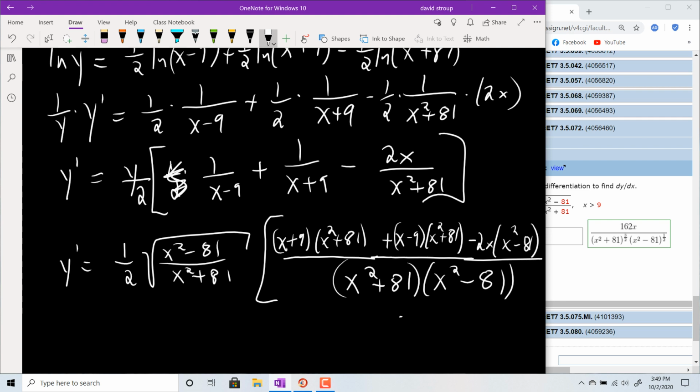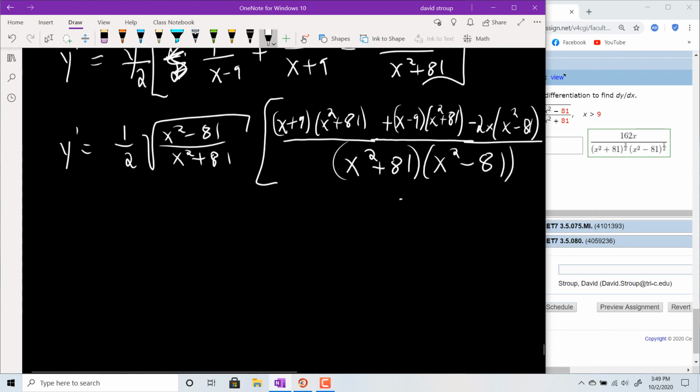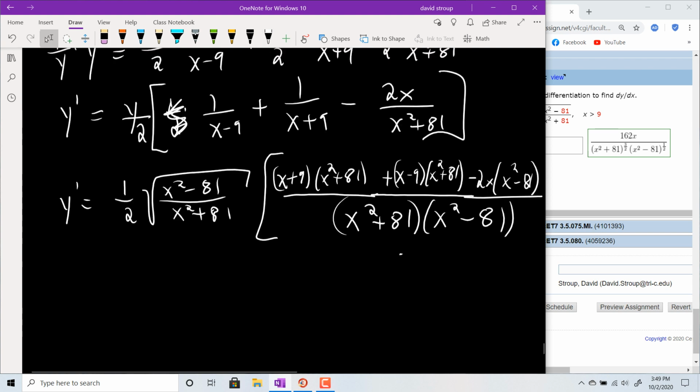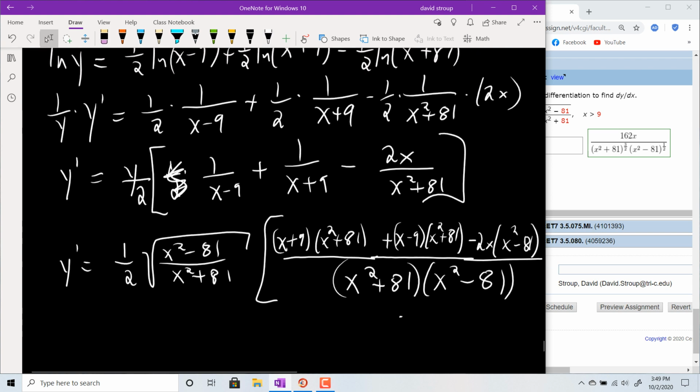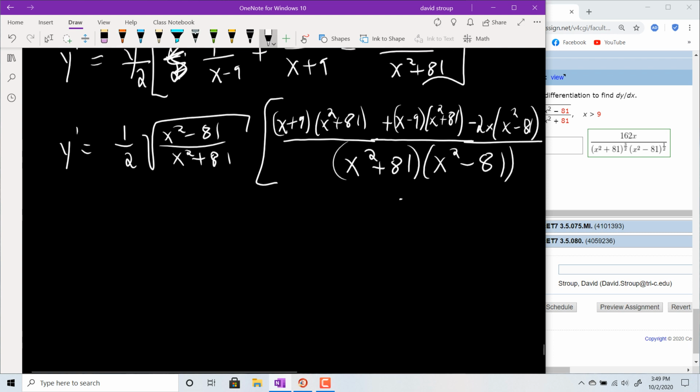I would never expect you to do this on a test because it's just too involved. I would expect you to just leave your answer without finding the common denominator. Just leave it in terms of x. Anyways, what do we have then? This is turning into a ridiculous problem.